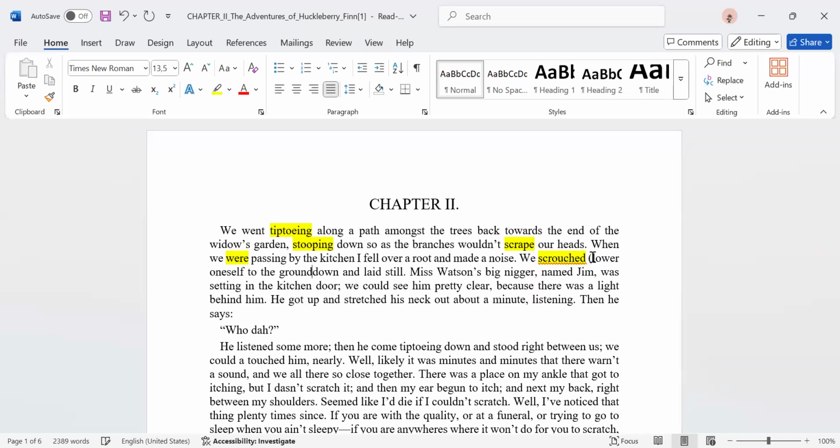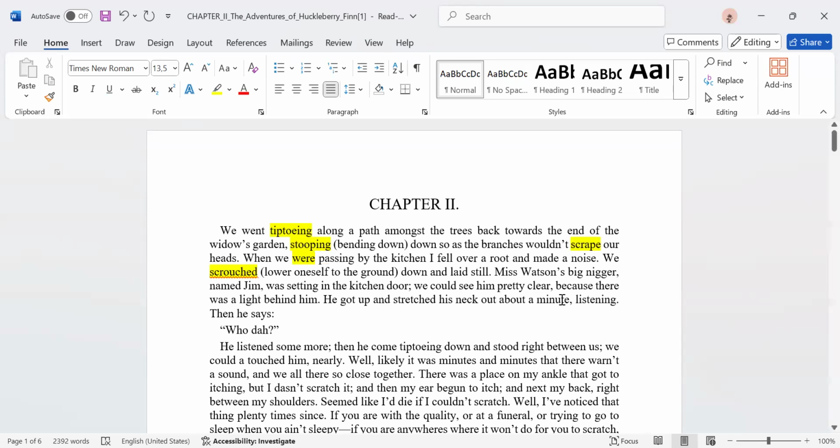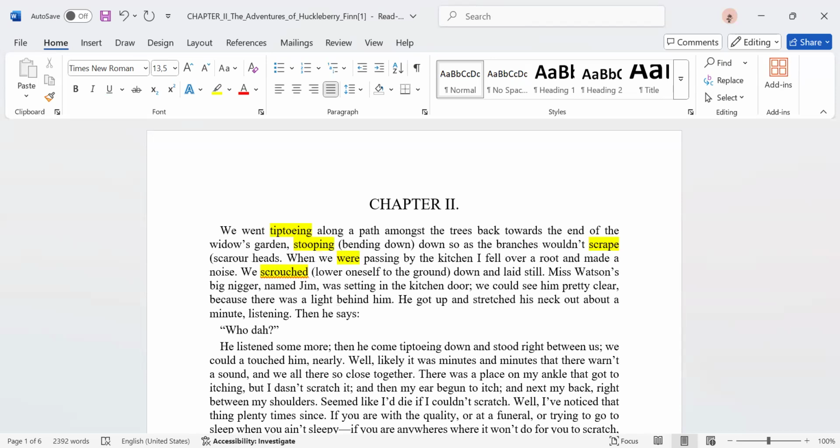I'm going to type the vocab in so that it's easier to see. Okay, so stooping is bending down. I just made this, let's make it easier. Scratch. Okay, I made some mistakes here. There we go. Okay, now lay still.